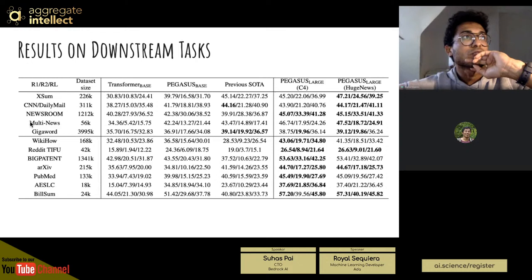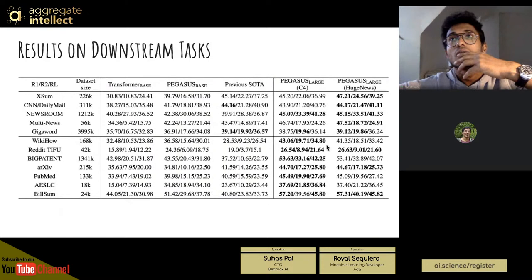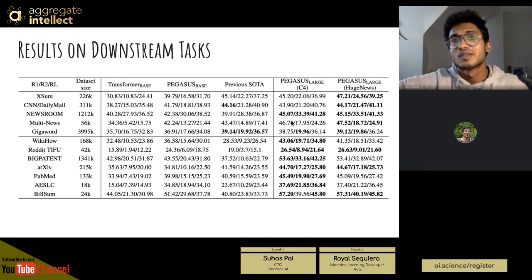So we see that, oh, by the way, the metrics are Rouge 1, Rouge 2, Rouge L, F1 measures. And we see that for news-related data, the Pegasus large model that's pre-trained on news corpora like huge news performs better. And for WikiHow, Reddit, Archive, etc., Pegasus large trained on C4 performs better. But I mean, the slide is pretty easy to see that overall, Pegasus large is beating the state of the art, I think.